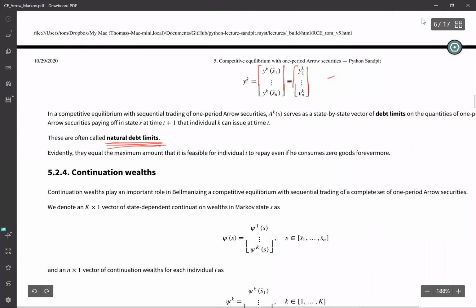Then another thing, the next thing is going to be continuation wealth. That was a key thing we wanted to compute.